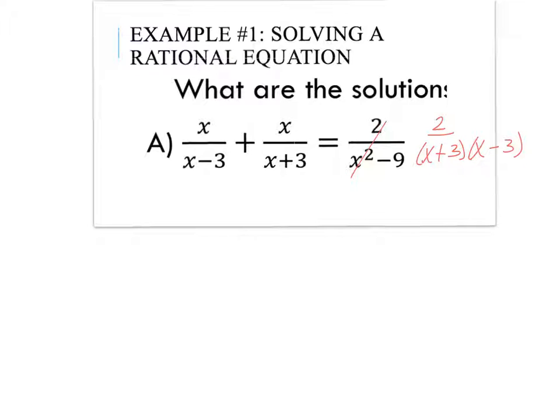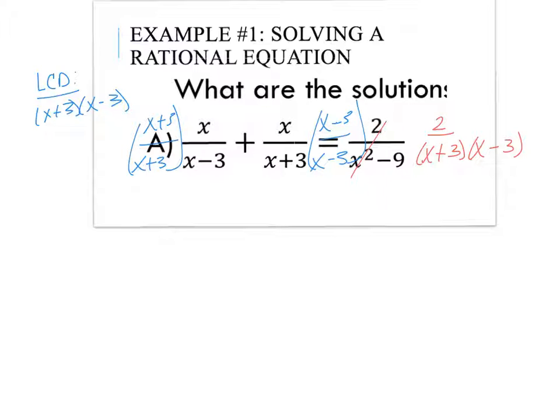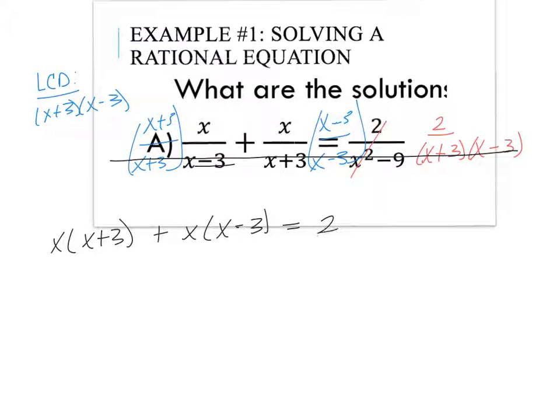So first of all, let's state our LCD. And our LCD is going to be x plus 3, x minus 3. All right, so this first one is obviously missing x plus 3 over x plus 3. This second one is missing x minus 3 over x minus 3. And the last one is missing none. So now that they all have the same denominator, we can cross out the denominators and just look at the numerator. All right, so when I rewrite the first numerator, that's x times x plus 3 plus x times x minus 3 equal to 2.